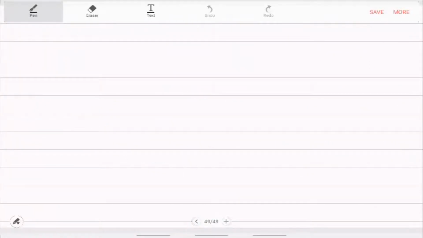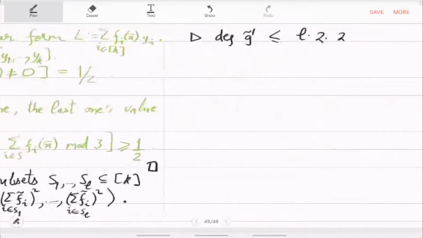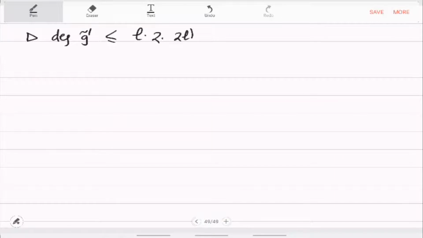So observe that the degree of G tilde prime is at most L times 2 times whatever was the degree of the fi tildes, which is (2L) raised to H minus 1. So we have the bound of (2L) raised to H as required.